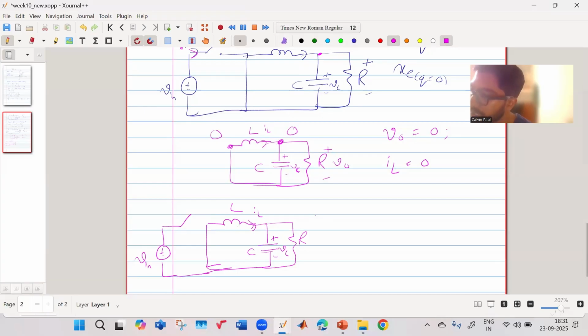The energy stored in the inductor will be transferred to the capacitor, and vice versa, but some energy will be dissipated by your resistor R. That's why finally in steady state, your output voltage will become equal to 0. And since your output voltage becomes equal to 0, your inductor current also will become equal to 0.